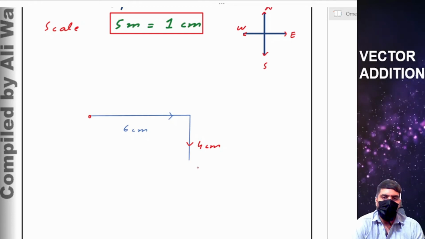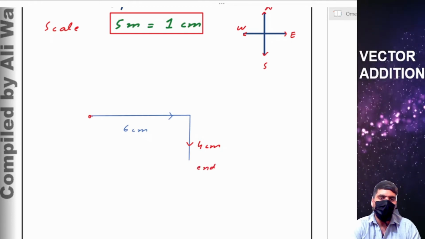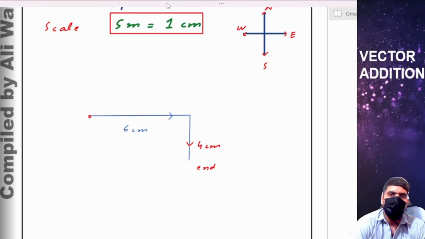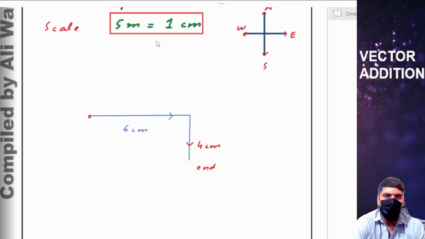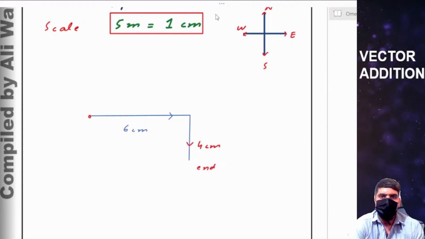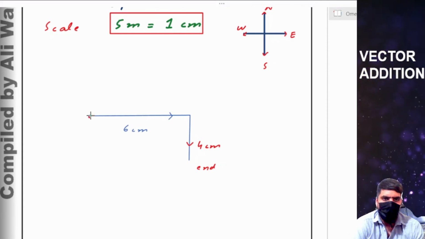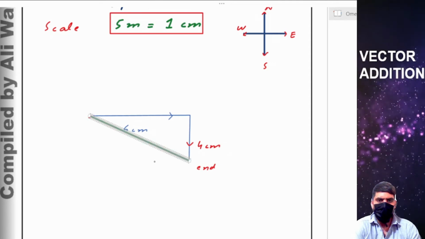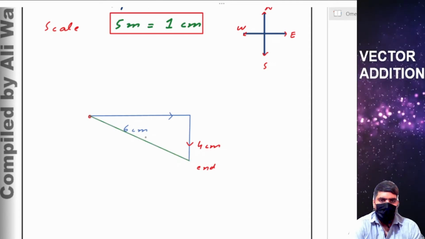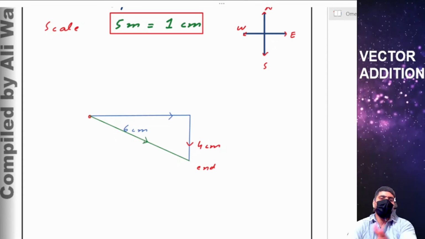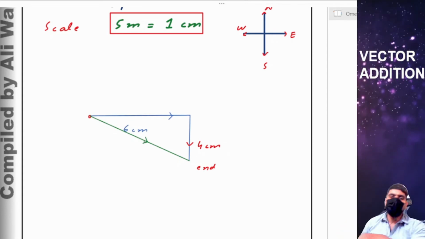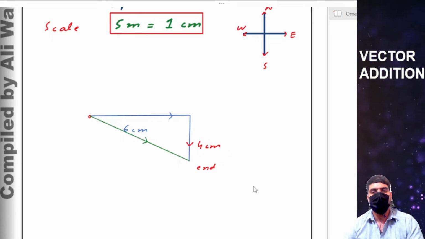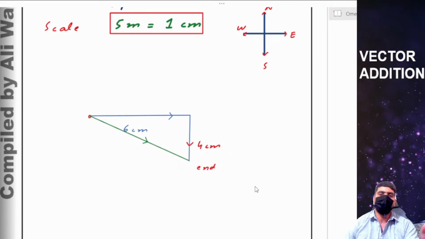Then the final step is draw a line from the starting point towards the end point, or from the tail towards the head of the second one. So I'm going to draw a line with this one. We stretch a line from the starting point and we join it at the ending point. And the direction would be away from the starting point and towards the end point.